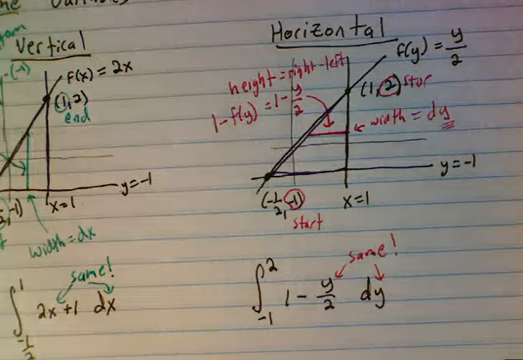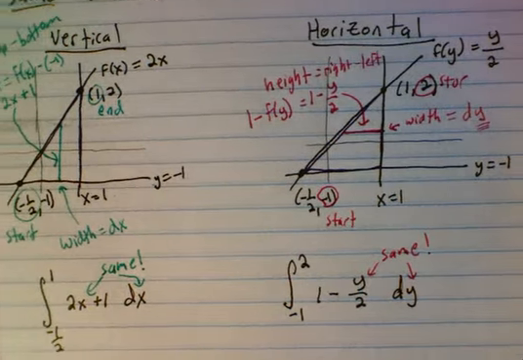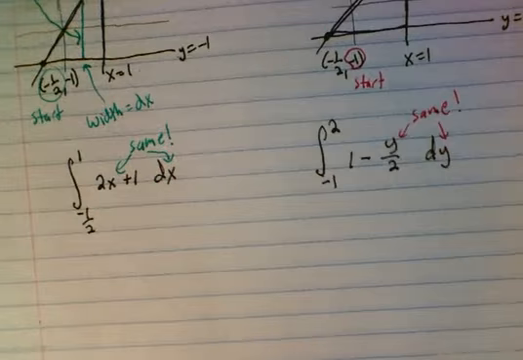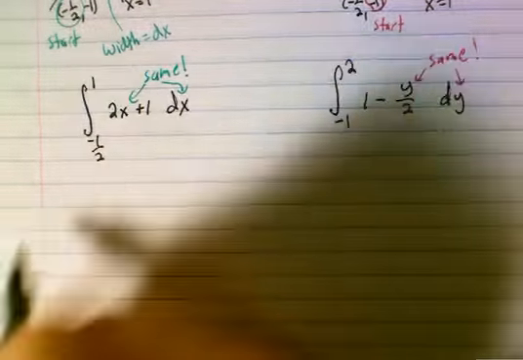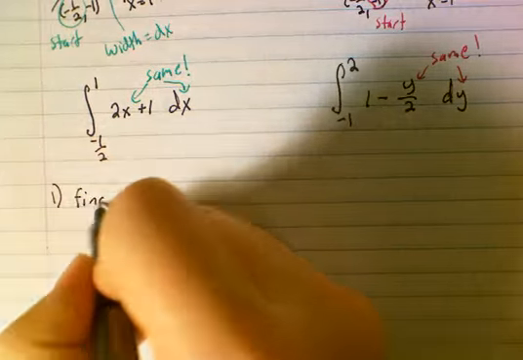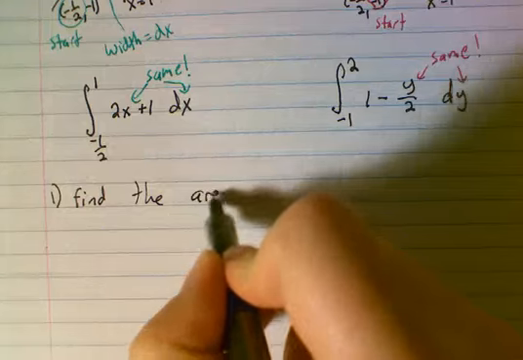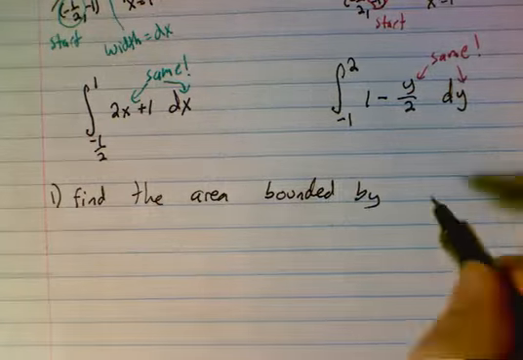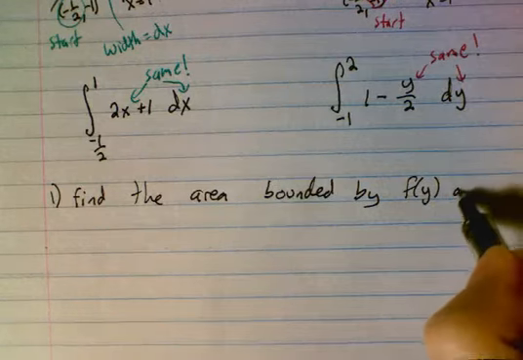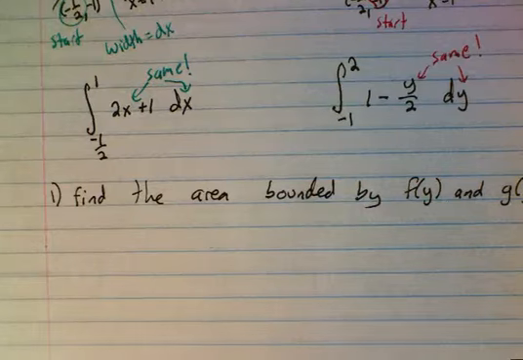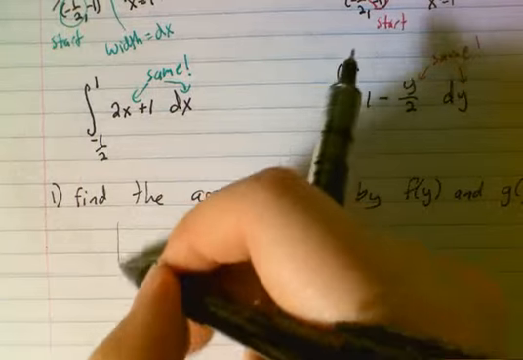This is absolutely critical. They must be the same or it doesn't work. So let's look at how to do a problem. Let's take as an example, find the area bounded by f of y and g of y when those are what's given right here.